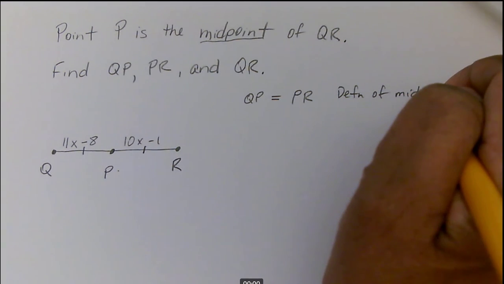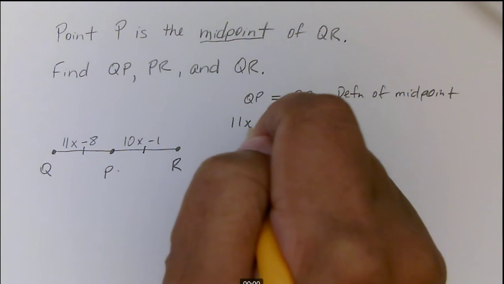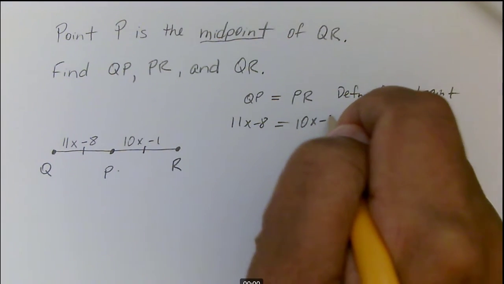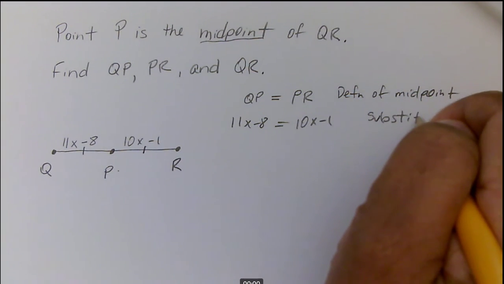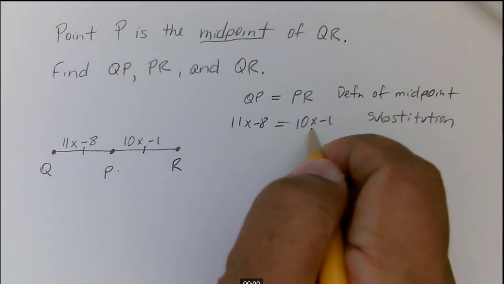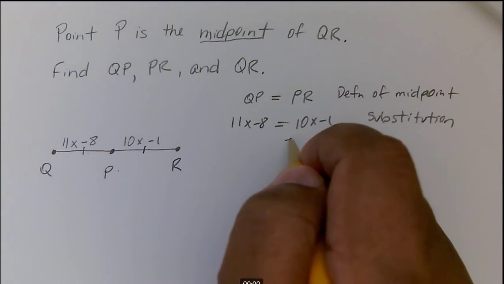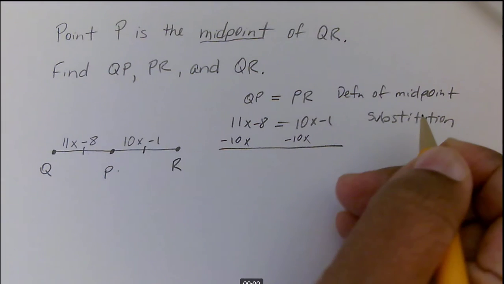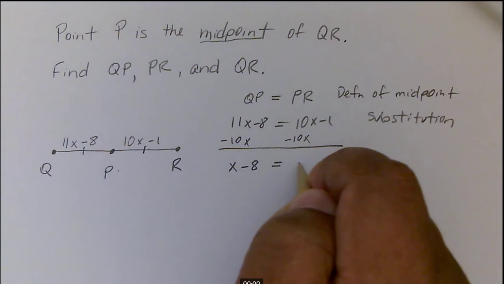So we could just quickly substitute: 11x minus 8 is equal to 10x minus 1. And so this is simply substitution. Now that we have substitution, we can solve for these two segments by first solving for x. So if we subtract 10x on both sides, using the subtraction property of equality, I then have 1x minus 8 is equal to -1.